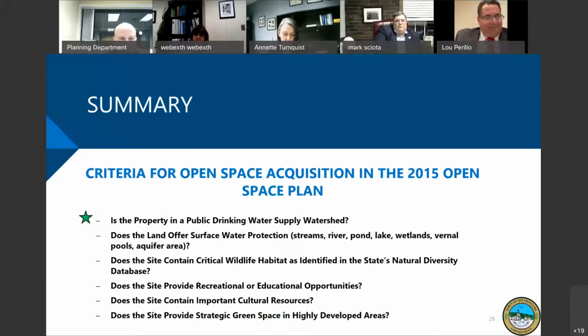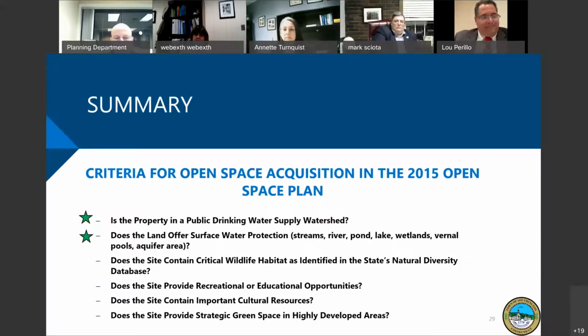So to close, on the criteria for open space acquisition in the 2015 Open Space Plan, which was part of the Plan of Conservation and Development, or at least absorbed into that, some of those criteria are listed here. Is the property in a public drinking water supply watershed? Yes, we've already shown that. Does the land offer surface water protection, streams, river, pond, lake, wetlands, vernal pools, aquifer areas? Absolutely, we discussed that as well.